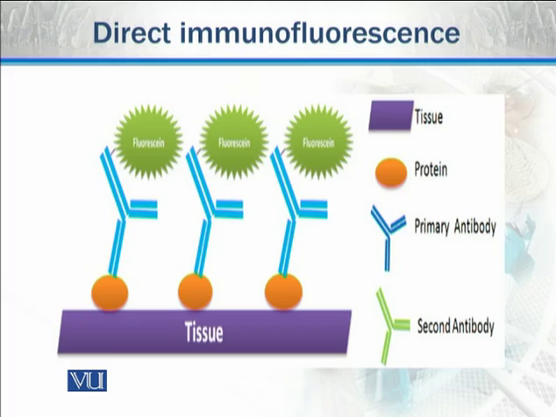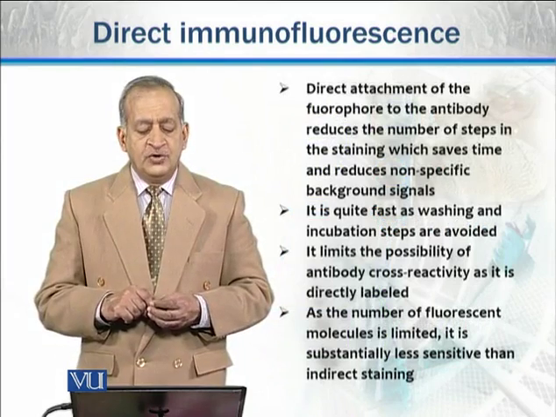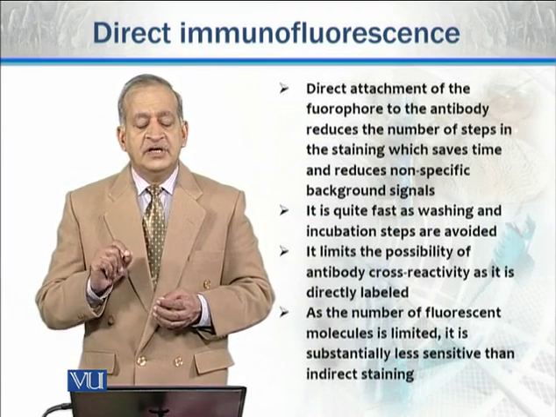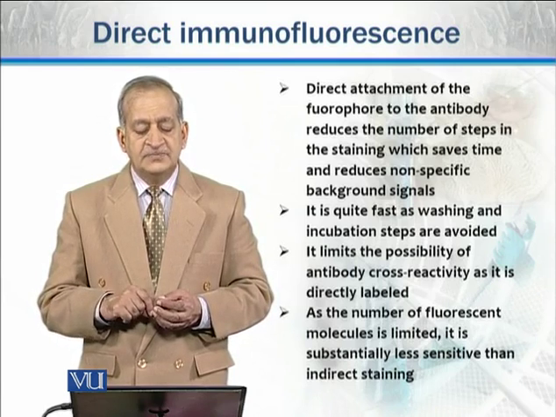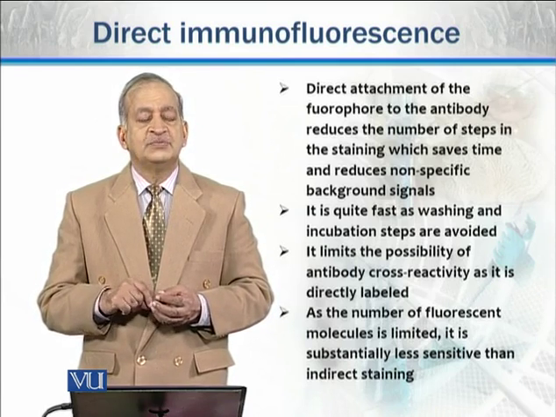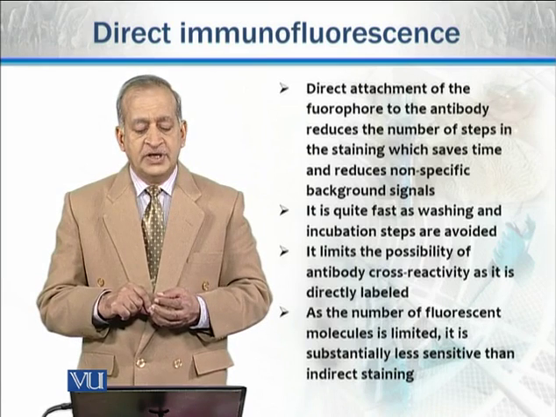And these primary antibodies are labeled with fluorophore, which is here fluorescein, shown in green color. So antigens present in the tissues are stained with these primary labeled antibodies, which are directly labeled with some fluorophore. And here secondary antibodies are not used. So primary labeled antibodies are used here. Direct attachment of the fluorophore to the antibody reduces the number of steps in the staining, which saves time and reduces non-specific background signals as well.